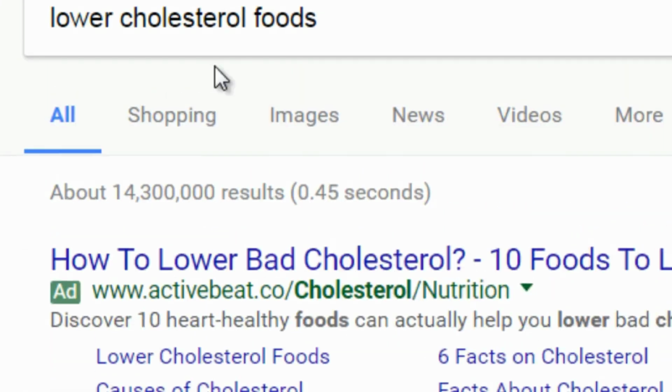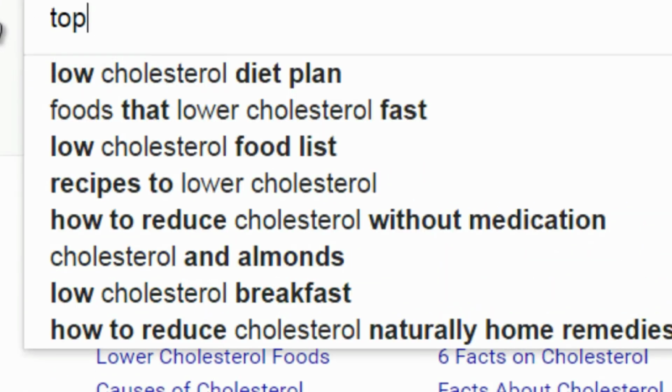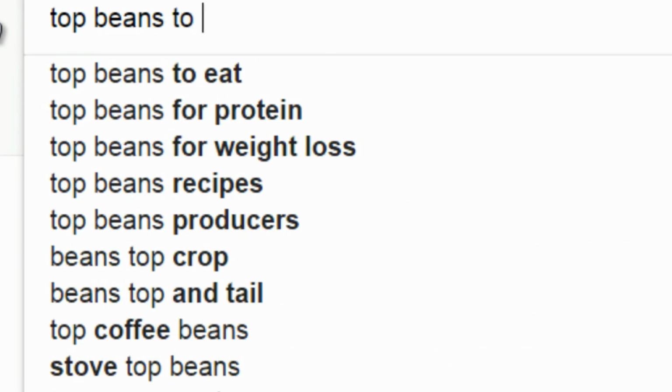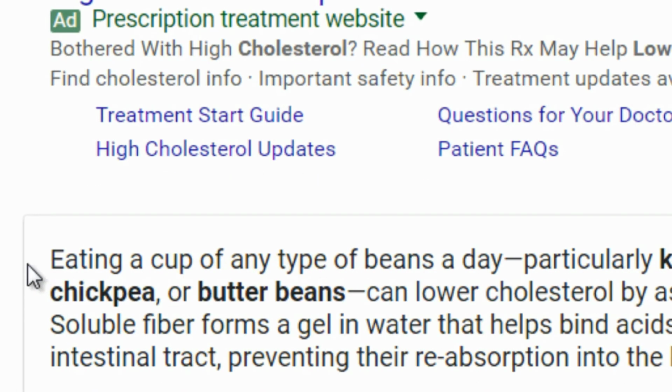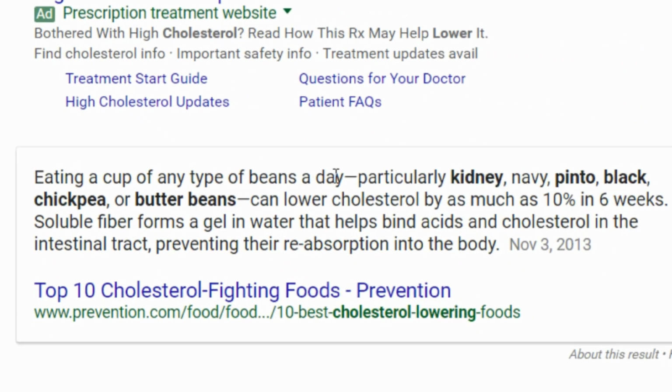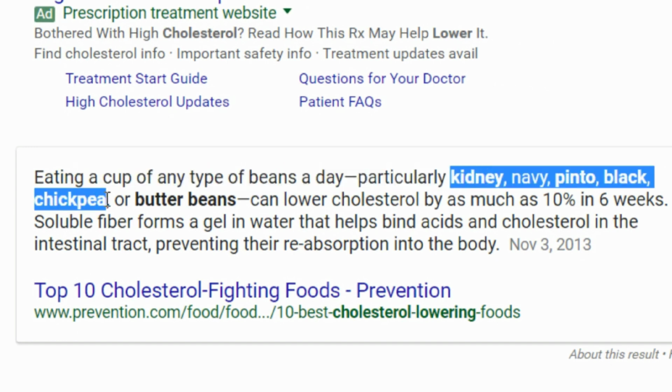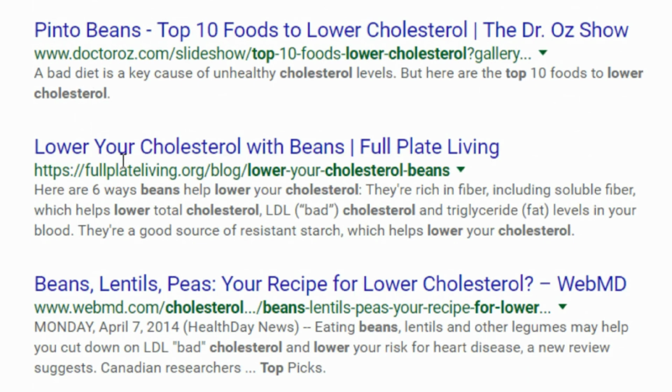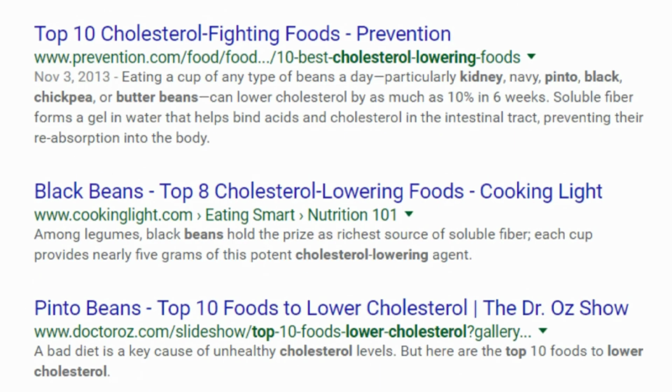type in, let's say, top beans to lower cholesterol. Right off the bat, you can see eating a cup of beans can lower your cholesterol as much as 10%. So we have navy beans, kidney beans, pinto beans, black beans, and chickpeas. That's already 3, 4, 5. So there you go. You can easily find other articles out there that are based on these articles.